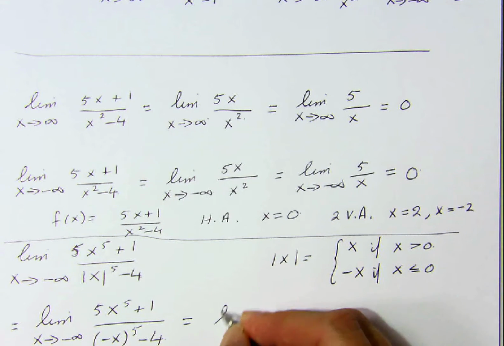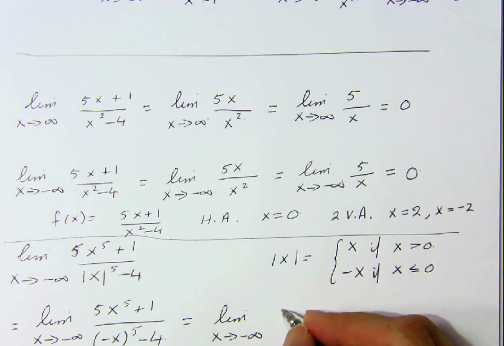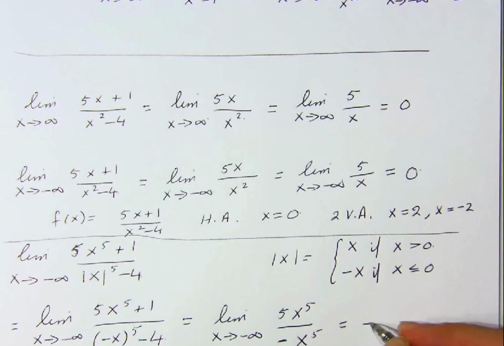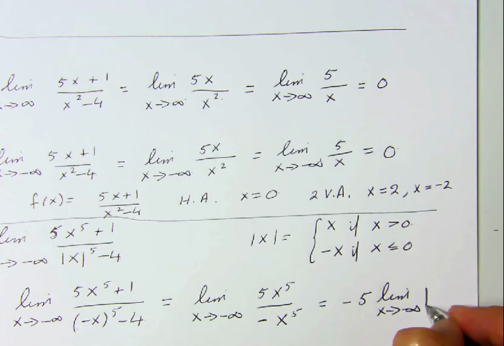So now we can limit our attention to the leading terms. This is the limit as x tends to minus infinity of 5x to the 5 over negative 1 to the 5 is negative 1 times x to the 5. And this is, I can pull out that negative 5 times the limit as x goes to negative infinity, cancelling the x's I get 1, so the answer is negative 5.